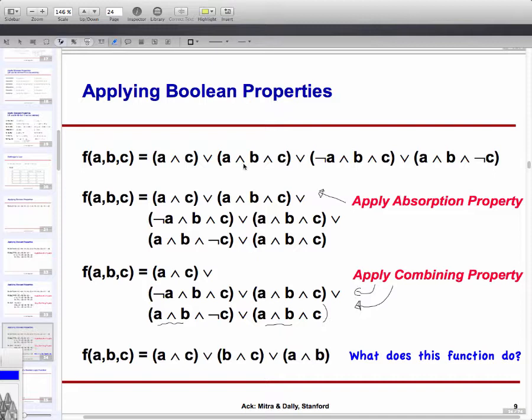We started out with this, which, you would agree, looks more complicated. It has more operations than this guy. What does this function do? Majority. We saw that a few slides ago. So this top function is also the majority function. It's just implemented in a more complicated looking way.